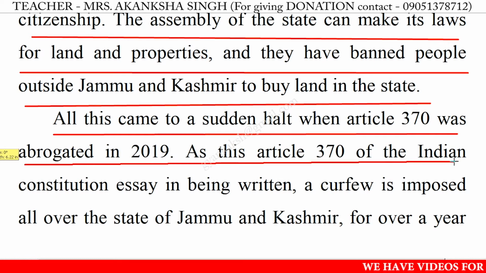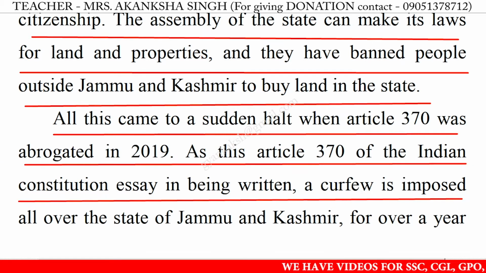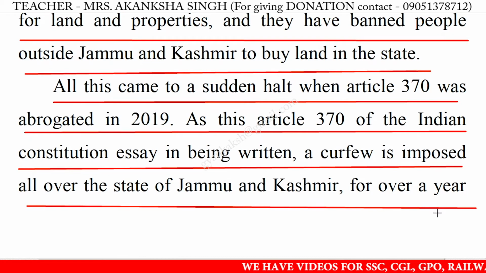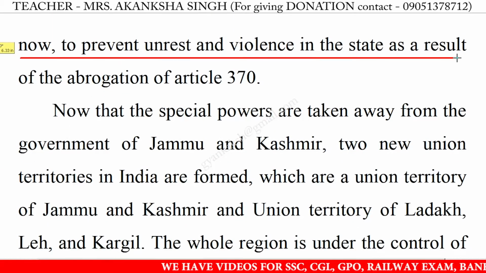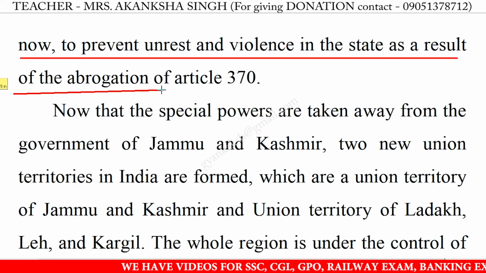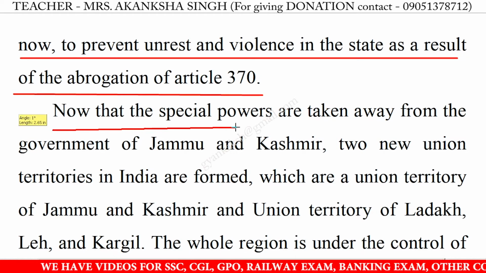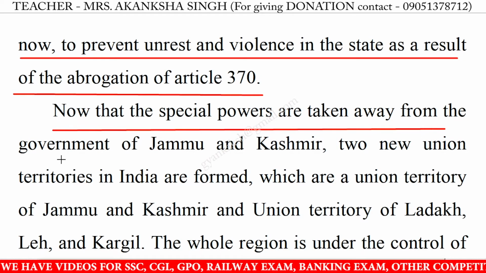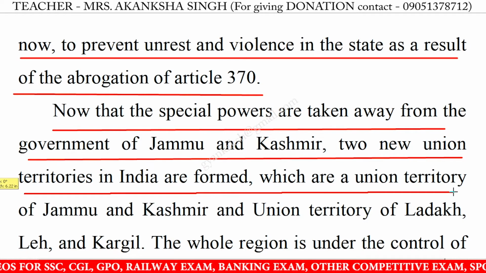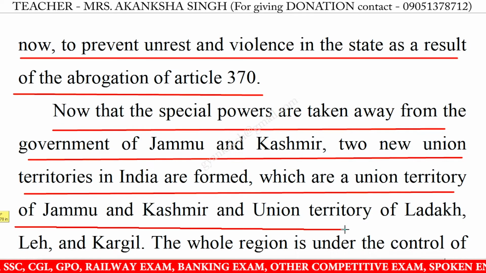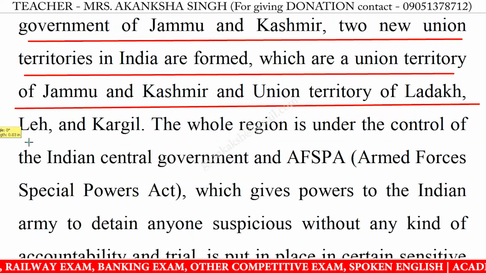As this essay on Article 370 of the Indian Constitution is being written, a curfew has been imposed all over the state of Jammu and Kashmir for over a year now to prevent unrest and violence as a result of the abrogation of Article 370. Now that the special powers are taken away from the government of Jammu and Kashmir, two new union territories in India are formed, which are the union territory of Jammu and Kashmir and the union territory of Ladakh, Leh and Kargil.